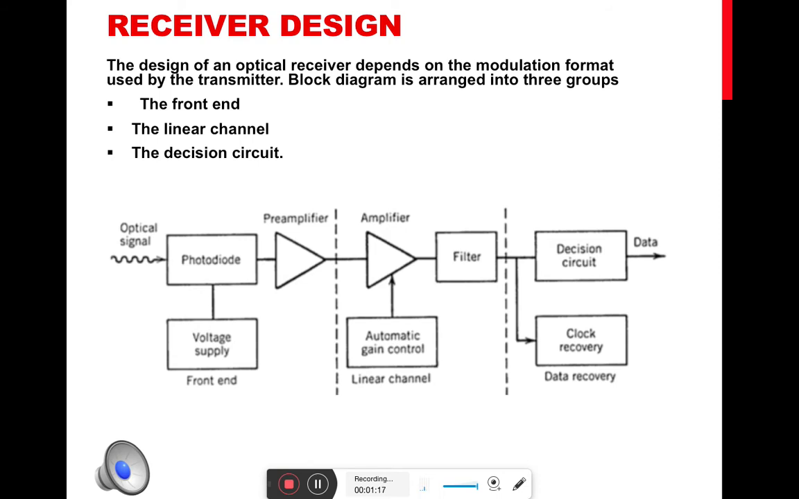For the transmission of the signal, we require certain preamplification, and so that it is not affected by noise, it is done by the preamplifier.